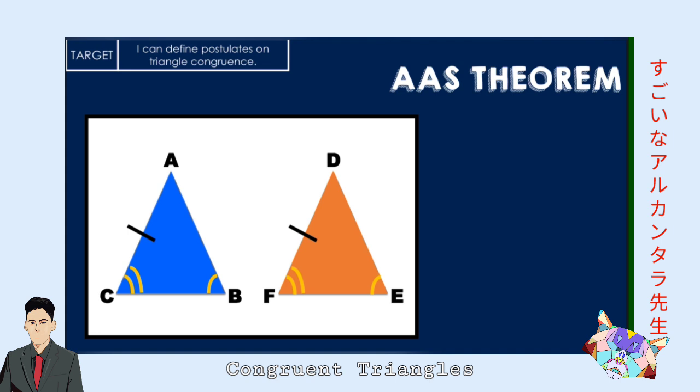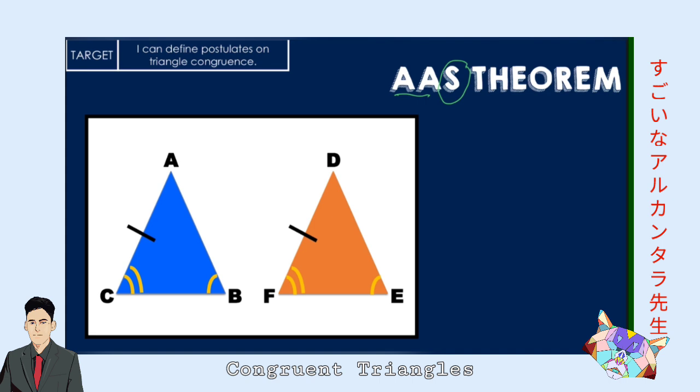Now, the last one that we're going to focus on is AAS. This one is a theorem. A short explanation as to why this is not a postulate is that AA is more focused on similarity. So you have to prove that when you have a certain side also, the pairings of them should be congruent. I don't know if that makes sense.